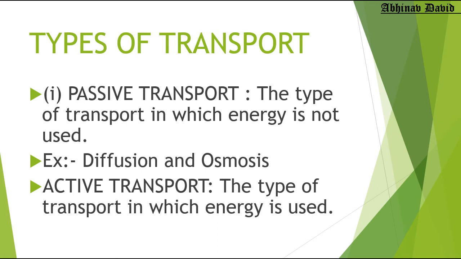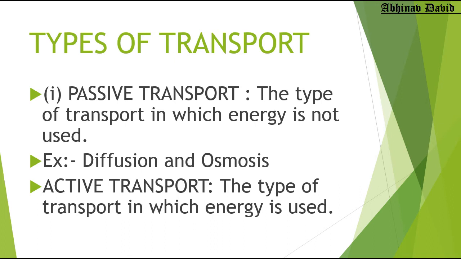But there are other types of transport which cannot take place like this. For example, number two is active transport. Active transport is the type of transport in which energy is used. So there are two types of transport, basically based on energy. One in which energy is used and the other in which energy is not used. Passive transport is the one in which energy is not used. Examples are osmosis and diffusion that we have already studied. Then number two is active transport. It is the type of transport in which energy is utilized.